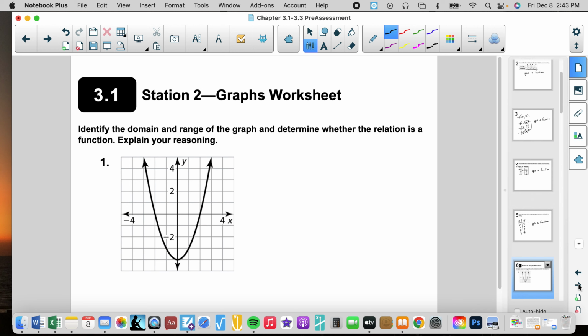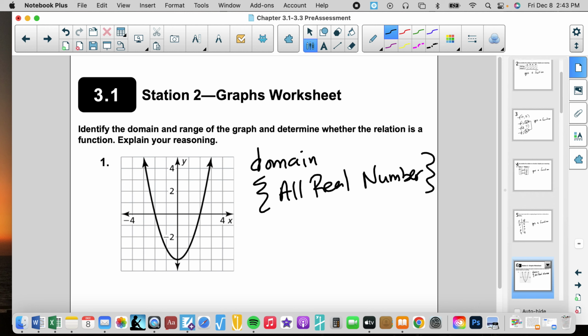Identify the domain and range of the graph and determine whether the relation is a function. So first of all, let's do the domain. This is a continuous graph, so I need to use an inequality or describe my x values. What x values do I plug in this graph? I'm going to plug in all real numbers. Every single number is an input for my x, my domain, which represents the x values.